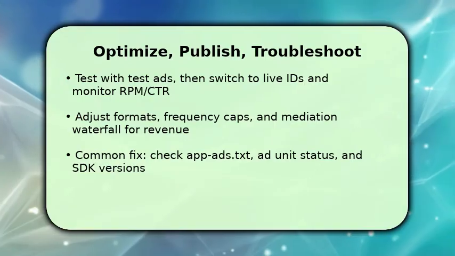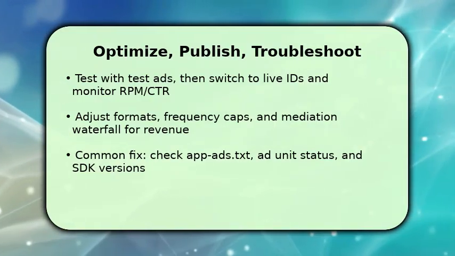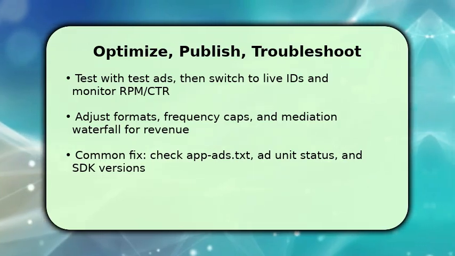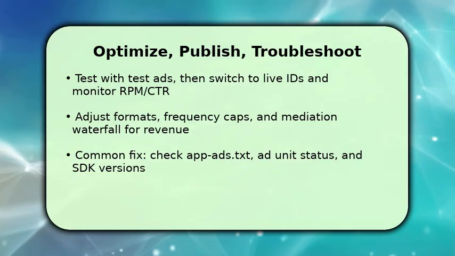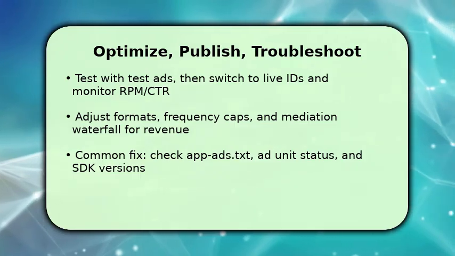You finish by switching from test ads to live Ad Unit IDs and publishing your build. Then monitor revenue metrics like RPM and CTR in AdMob to evaluate performance. Once live, optimize placements, ad formats and frequency caps, and adjust mediation waterfalls to favor higher eCPM networks.